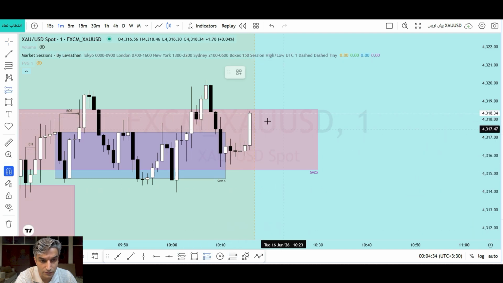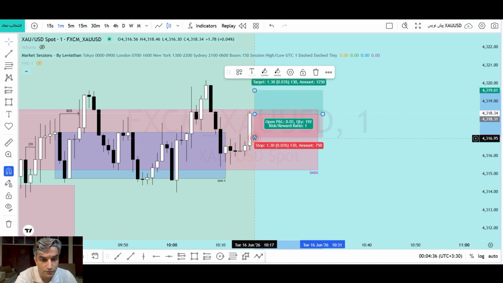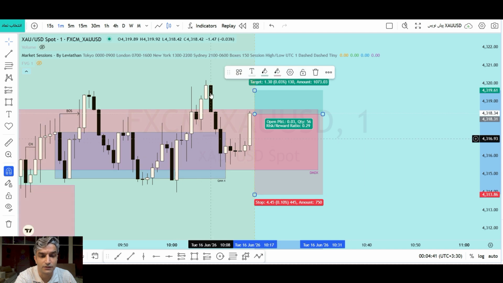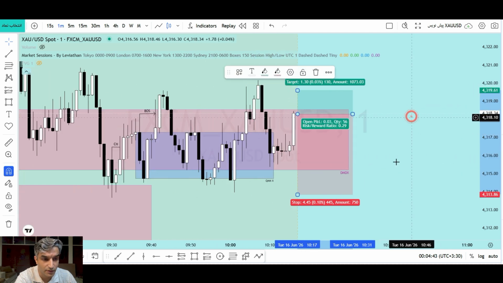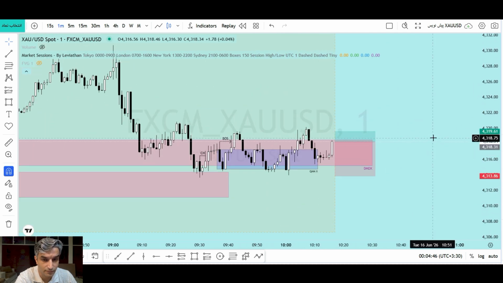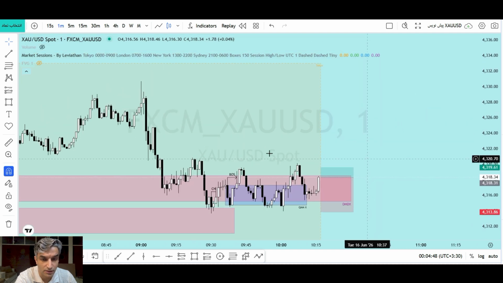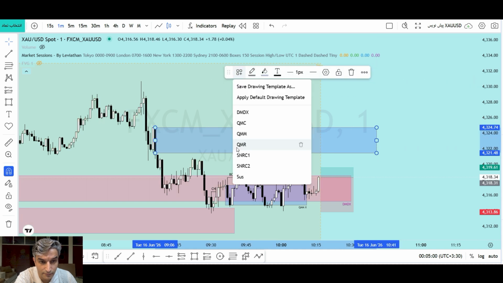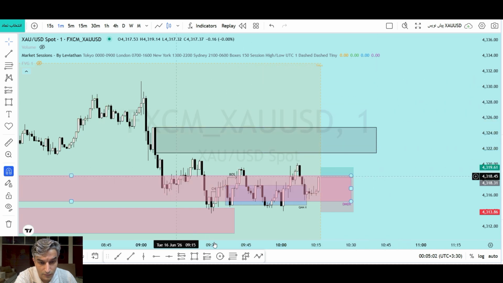I enter the position, put my stop loss at the end of this little range. And what about the TP? Let's see the unmitigated block in this area. I saw an unmitigated block in this area. Another one is here.